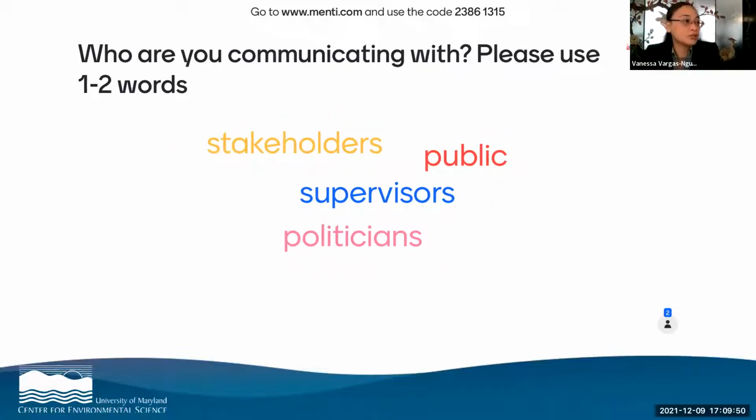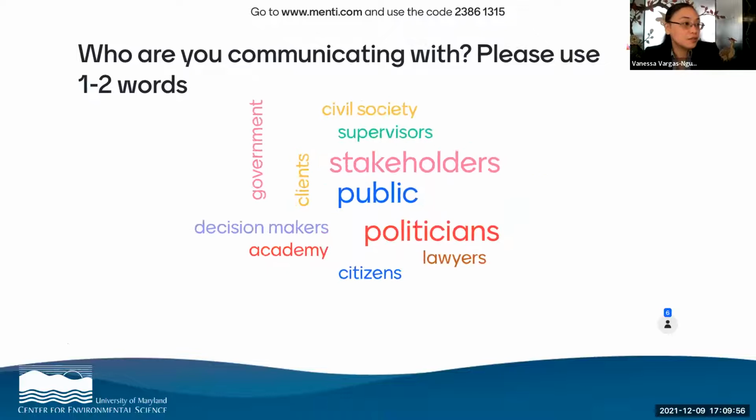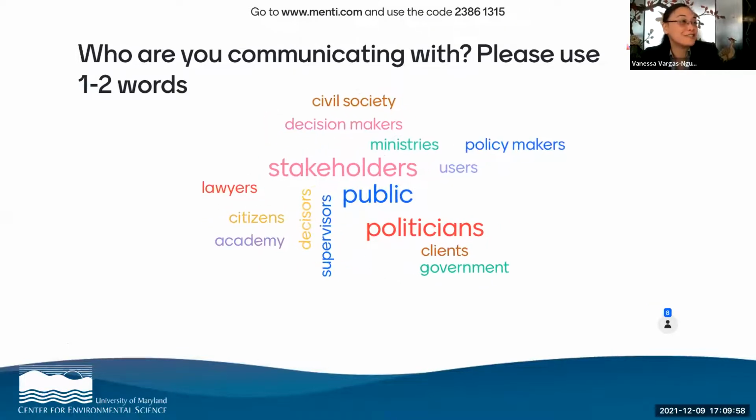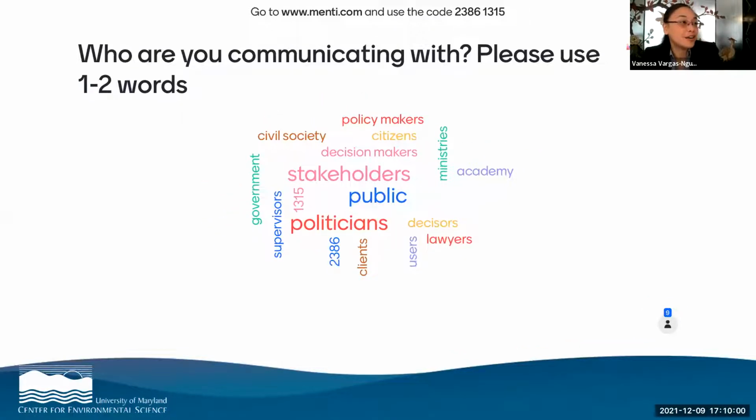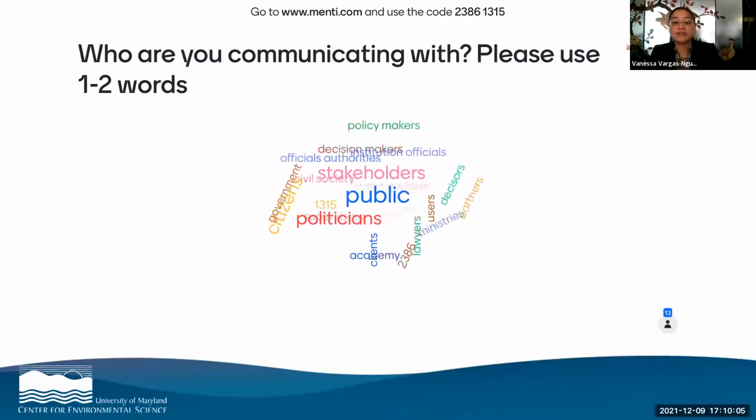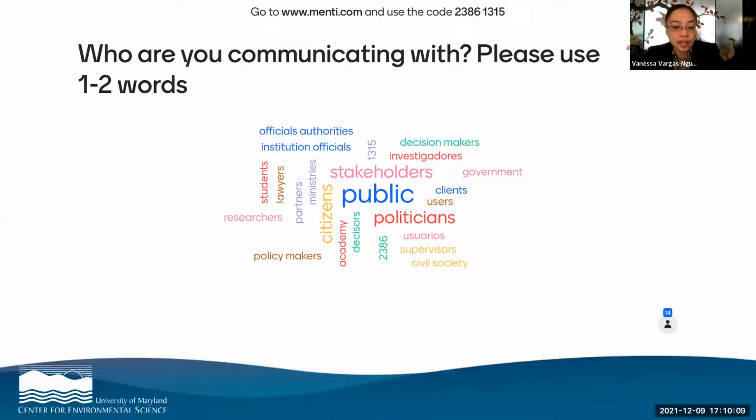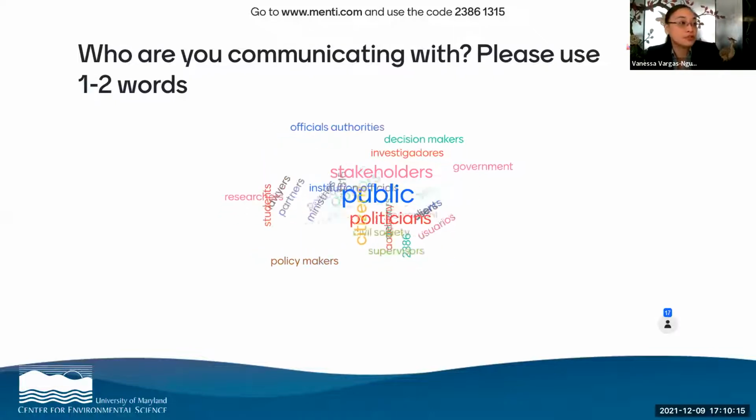Right, so we have stakeholders, public, supervisors, so far politicians, citizens, civil society, lawyers, that's a very specific one, decision makers, ministers. You can see that they're a very diverse type of audience, and it's very challenging to create a communication strategy that can communicate with these different stakeholders.